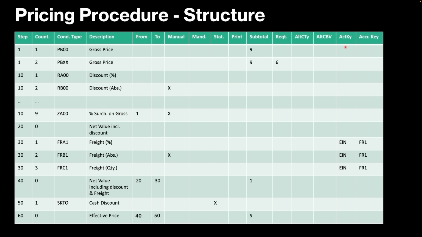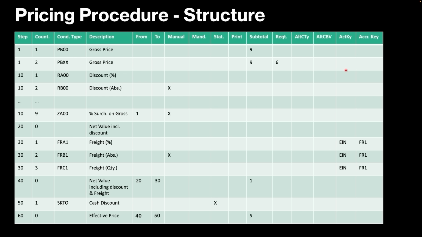Okay, then you have these two columns called accounting key and accrual key. These two keys are basically used to post the financial entries. The accounting key is used specifically for purchase account management. For the company codes where purchase account management is active, the system will post additional accounting entries against purchase account management.